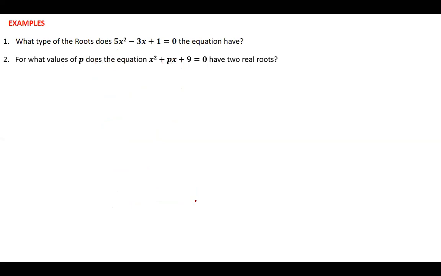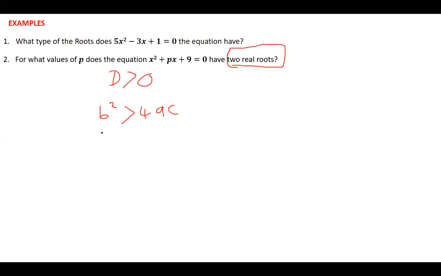Okay, so the next question is saying, for what values of p does the equation x squared plus px plus 9 equal to 0 have two real roots? They have told us that the discriminant is greater than 0. Why do I say the discriminant is greater than 0? It's because I've been told it has two real roots. So we proceed. In other words, b squared minus 4ac is greater than 0, so I've just taken 4ac to the other side of the inequality.